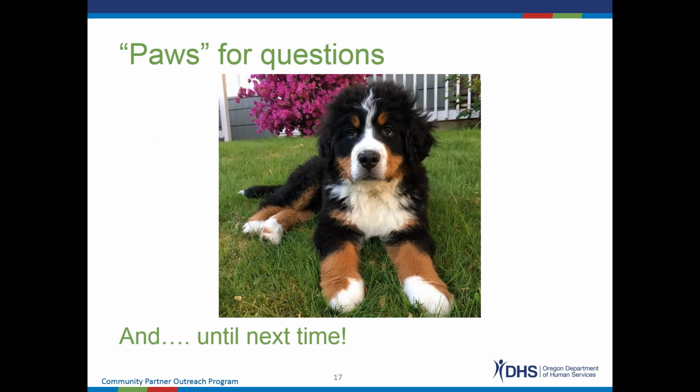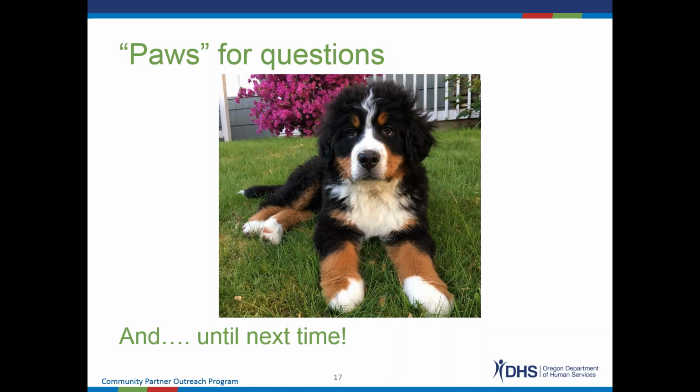And I just wanted to give you guys the gift of seeing a picture of my dog, Willie. This was over a year and a half ago. He's now 2 years old and weighs 105 pounds. But this is our reminder to pause for questions.